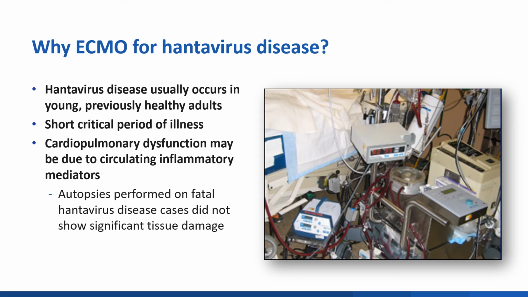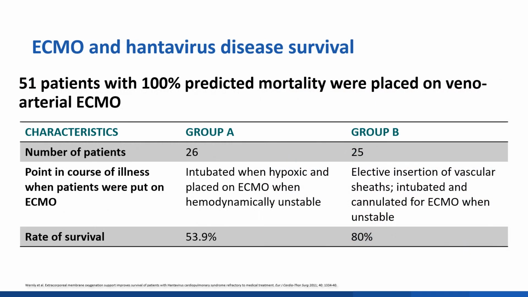First, hantavirus disease usually occurs in young, previously healthy adults. Second, hantavirus disease, while it can be quite severe, has a short duration of critical disease. Finally, the cardiopulmonary dysfunction seen in hantavirus disease is most likely due to circulating inflammatory mediators, and autopsies performed on fatal cases did not show significant tissue damage. A retrospective review of the medical records of 51 consecutive patients with severe hantavirus disease treated with ECMO at the University of New Mexico found that all these patients had a 100% predicted mortality prior to initiation of ECMO.